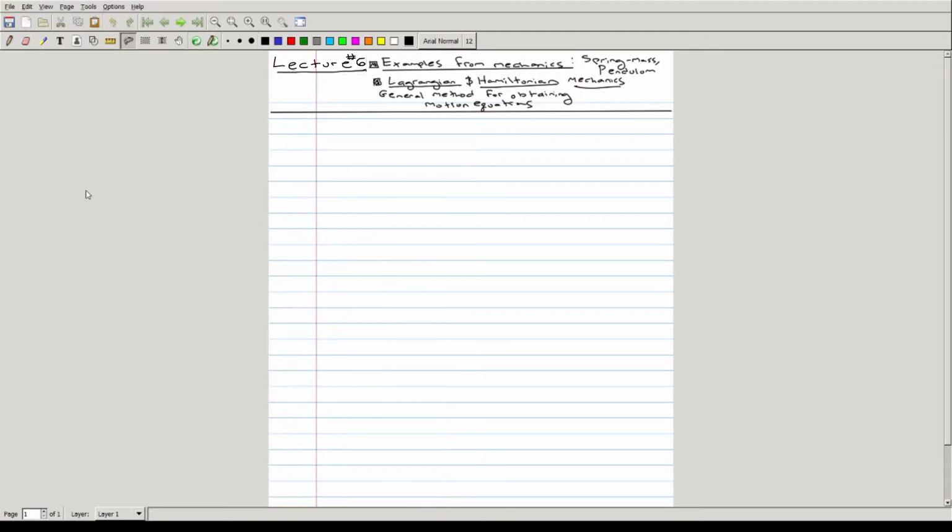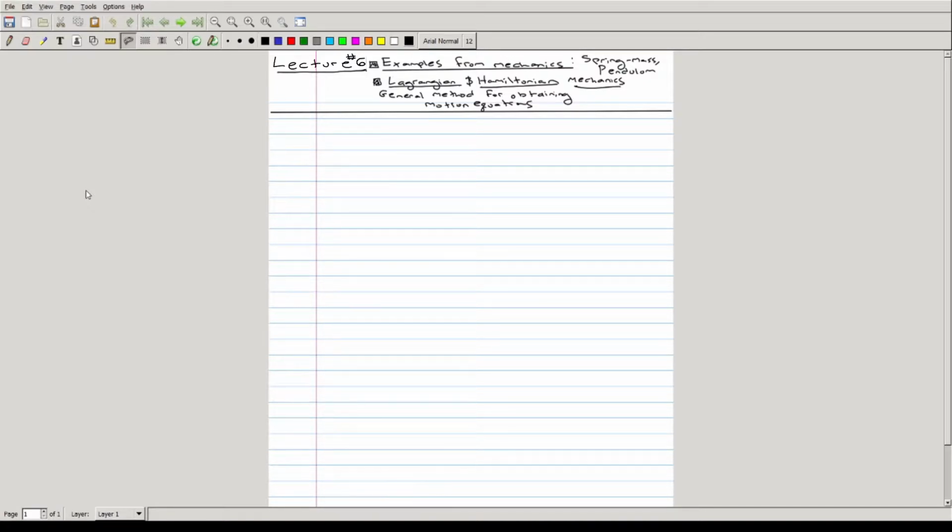The other main goal of today's lecture is to introduce a concept from mechanics called Lagrangian mechanics. And along with that, I'll also introduce a topic called Hamiltonian mechanics. And in some sense, these two different ideas in mechanics are going to give us a very general method for obtaining the equations of motion for a given physical system, the true equations of motion of the system.